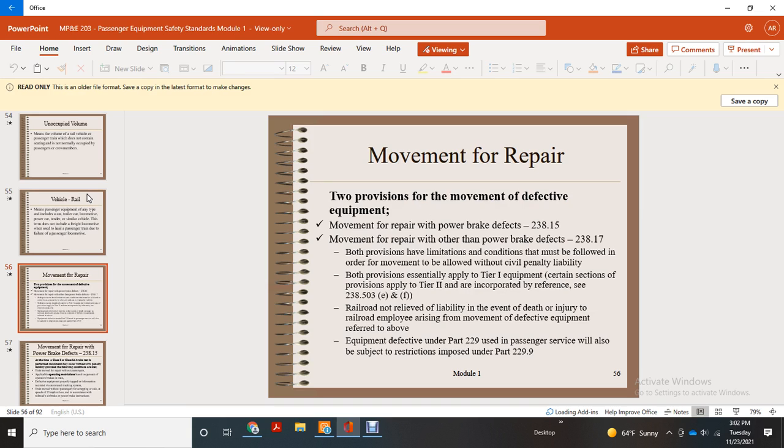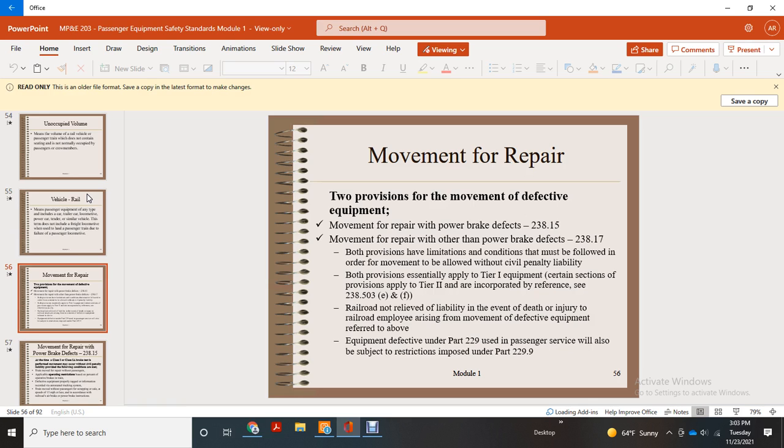Movement for repair with other power brake defects, 238.17. Both provisions have limitations and conditions that must be followed in order for movement to be allowed without civil penalty liability. Both provisions essentially would apply with the Tier 1 equipment; certain sections of the provisions apply with the Tier 2 and are incorporated by reference in 238.503(e) and (f).